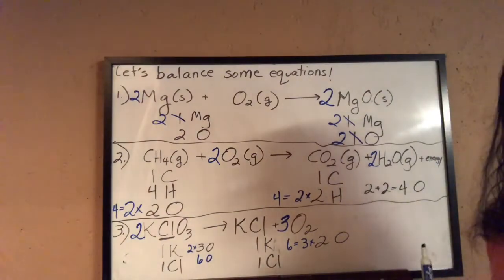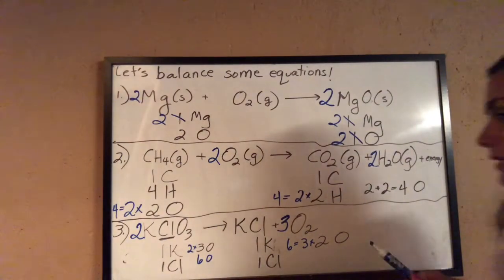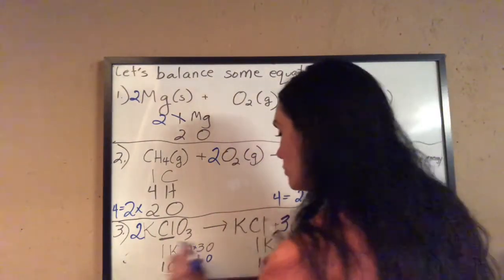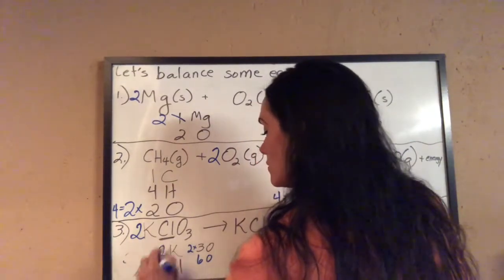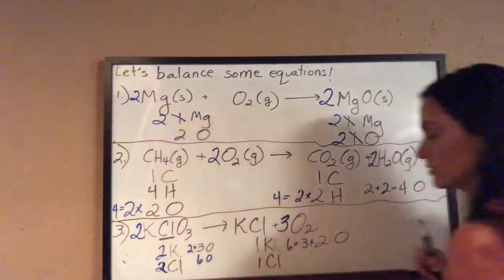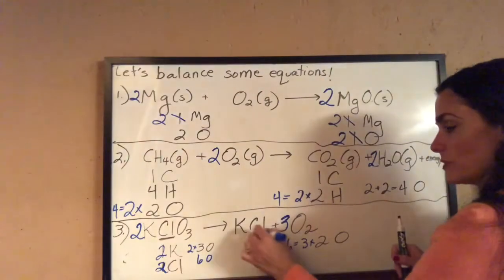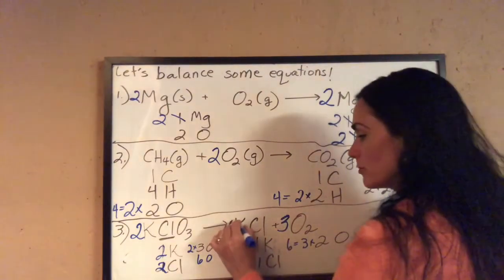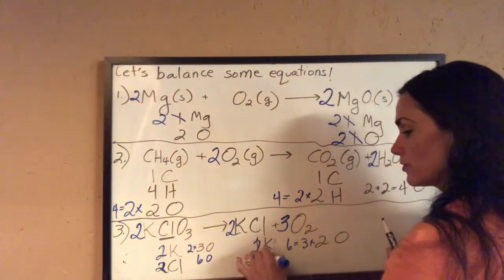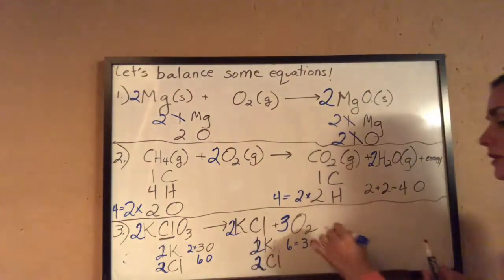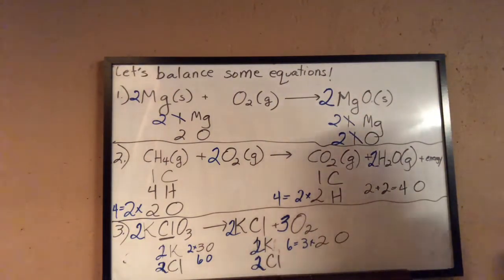Now that 2 applies to everything in that formula. So now we also have 2 potassium, 2 chlorine, and 6 oxygen. Well, we need to fix the potassium and the chlorine over here. We need to put a 2 over here. So now we have 2 potassium, 2 chlorine, and 6 oxygens.